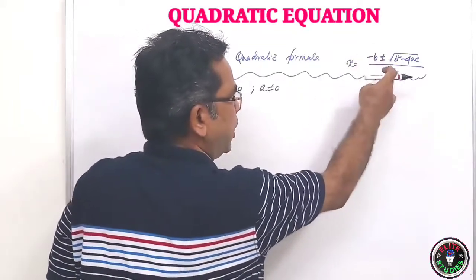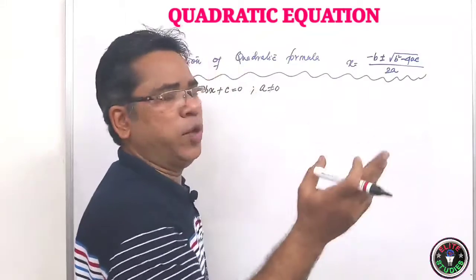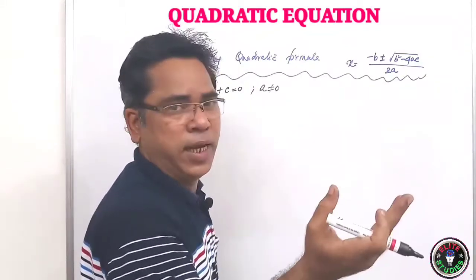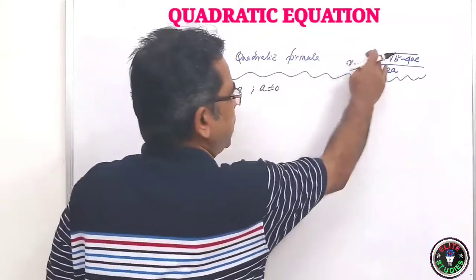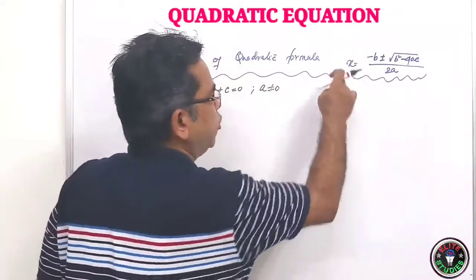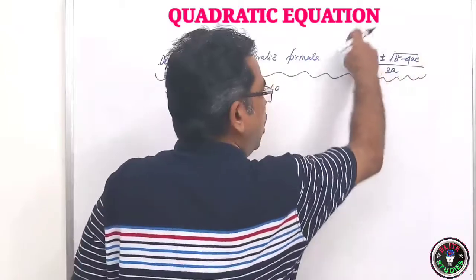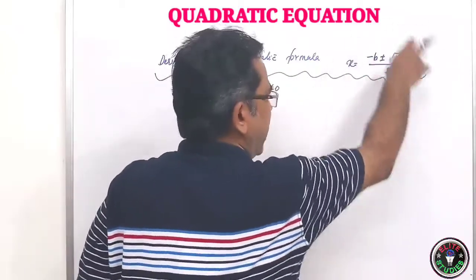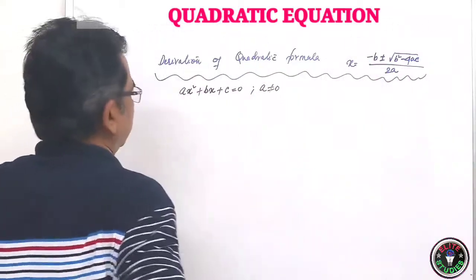By applying this formula, there is no need to do a factorization method or any completion of square method. By using the formula, you will get it. But before that, we want to know how this formula has been derived. Okay, let us derive that.